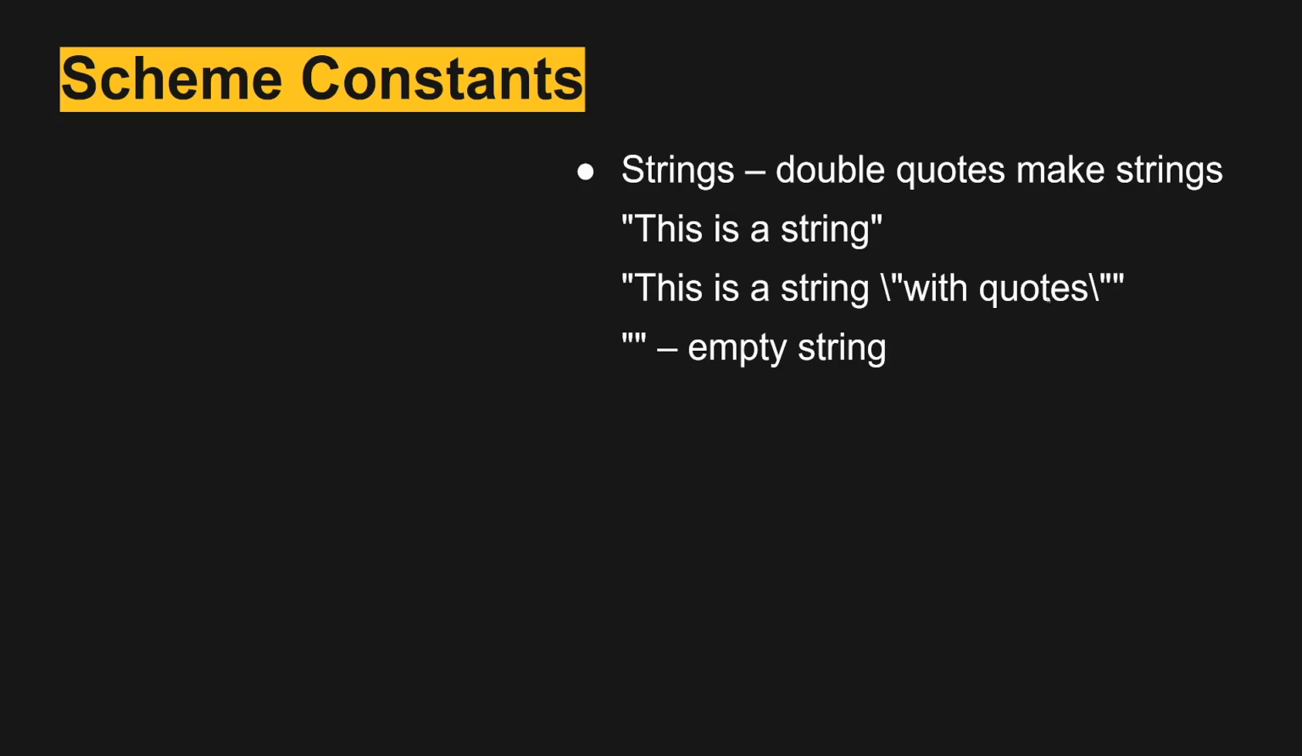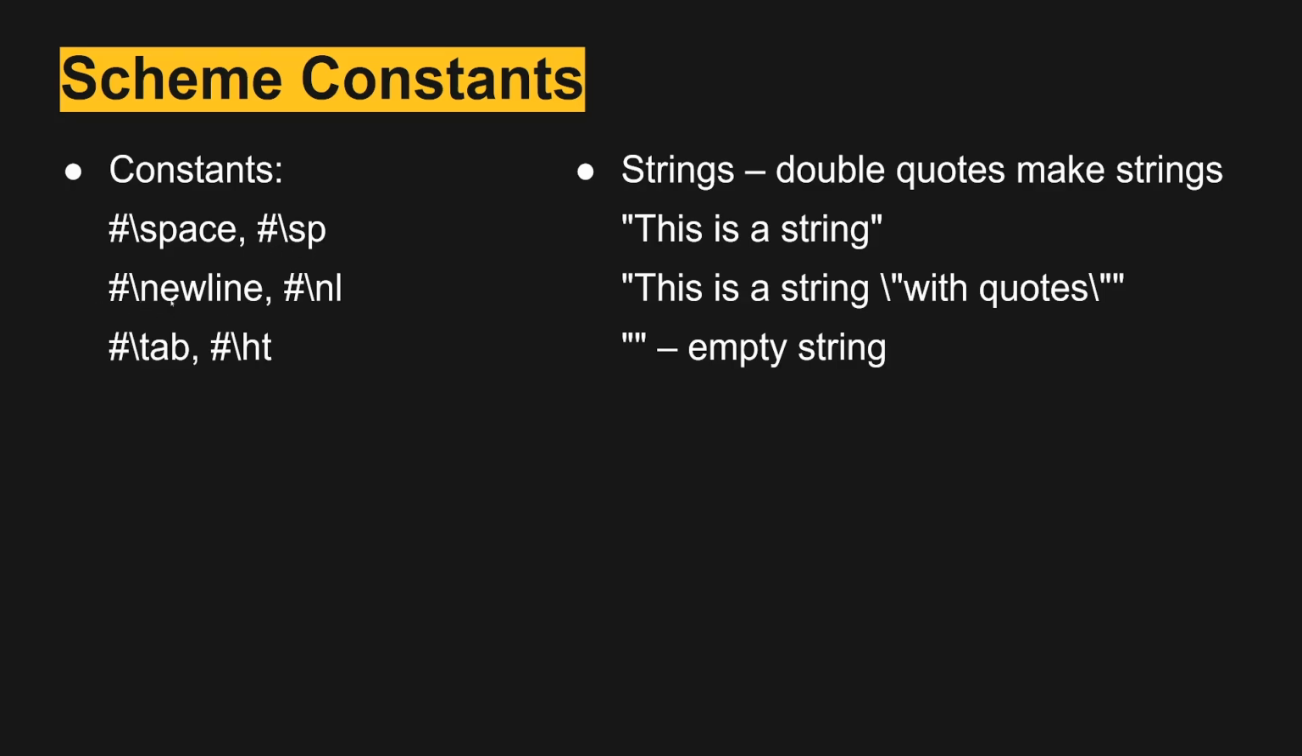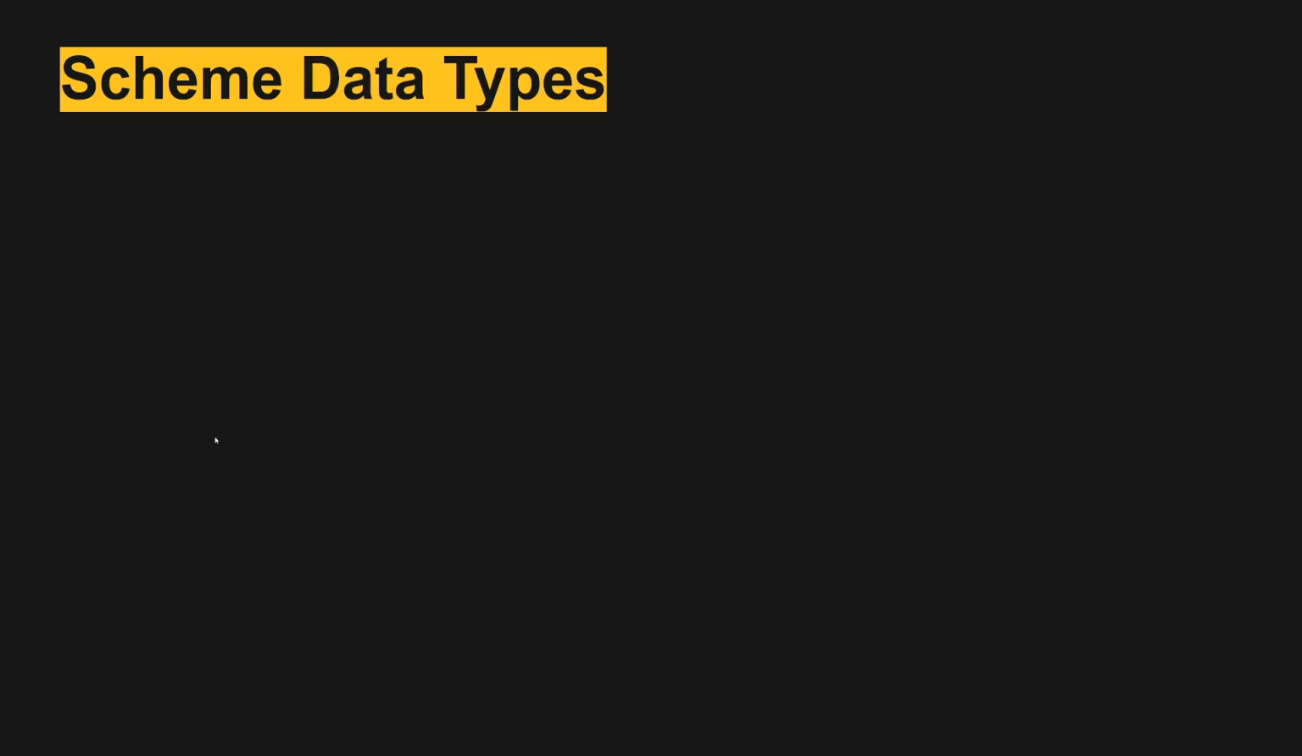So strings are made by double quotes, and then you can even have double quotes within double quotes. This is a string with quotes, or we could have an empty string. There are other constants that are used throughout. These are single characters: a space, a new line, tab, backspace, etc.